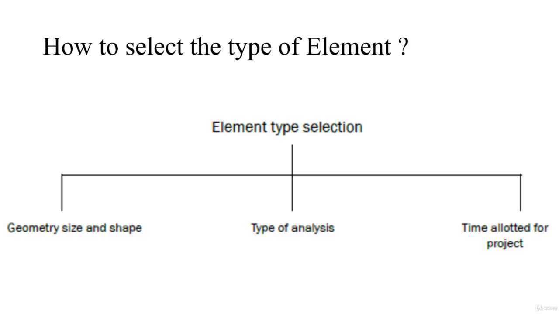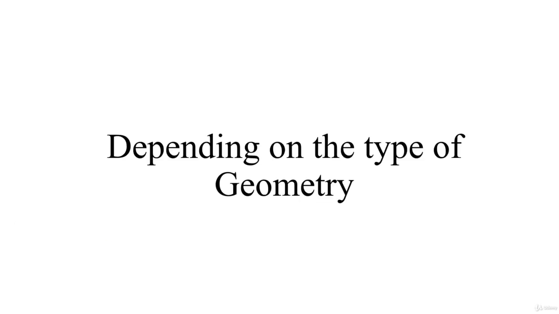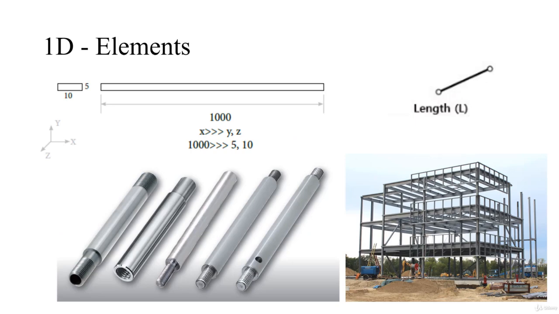Then how do you select the type of element that you are going to use for meshing? It is based upon three major factors. One is the geometry, size and shape, then the type of analysis and the time allotted for the project. Coming to the first one, the type of geometry. Depending on the type of geometry, you are going to select the 1D elements.